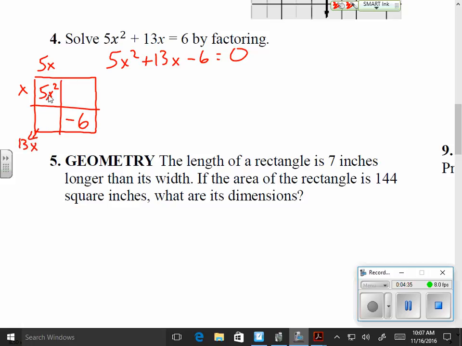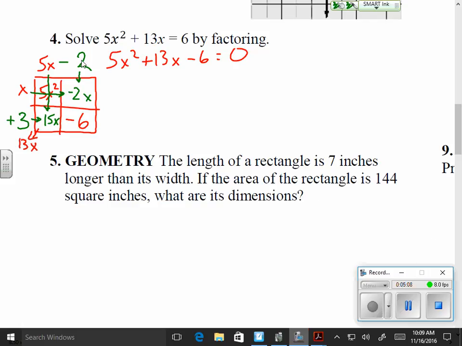Now, there's only one way really to get 5x squared, and that's a 5x times an x, because 5 is prime. So I need two numbers that will multiply together to give me -6. So I'm looking at like 2 and 3 or 6 and 1. After playing around with the different numbers, I think 5x minus 2 and x plus 3 is my combination.